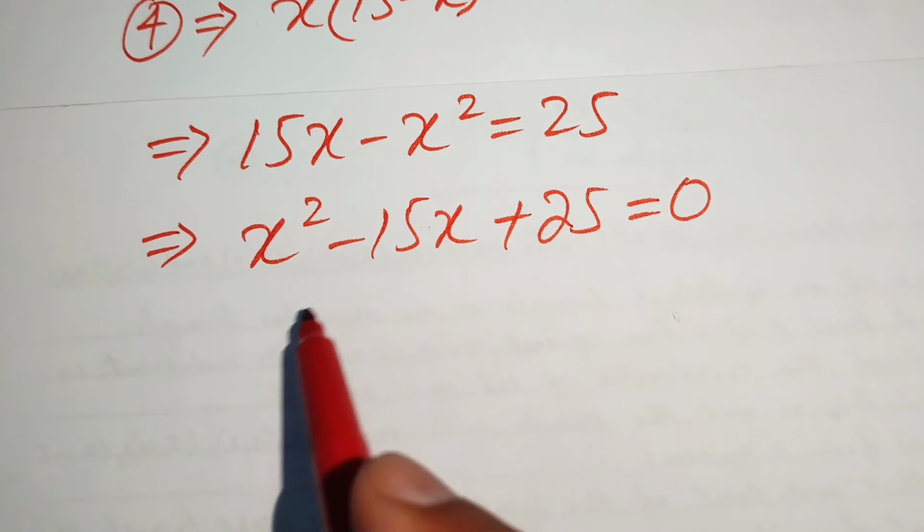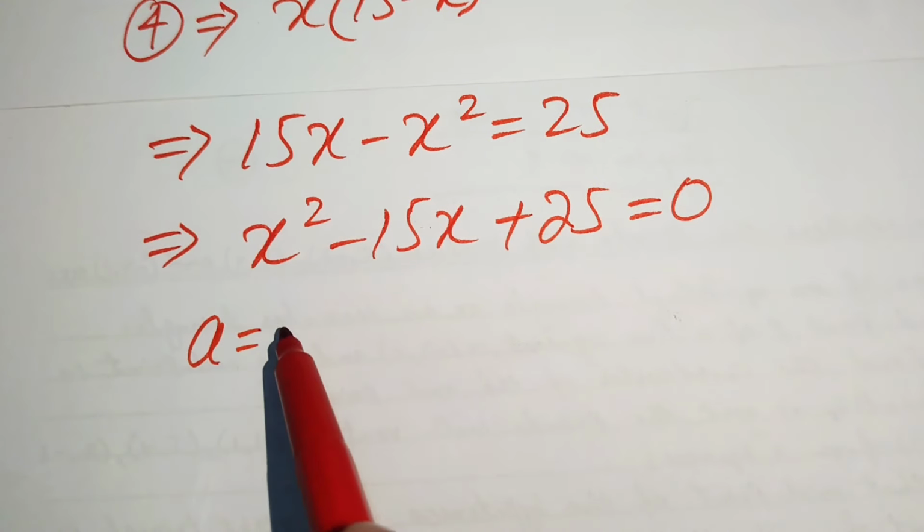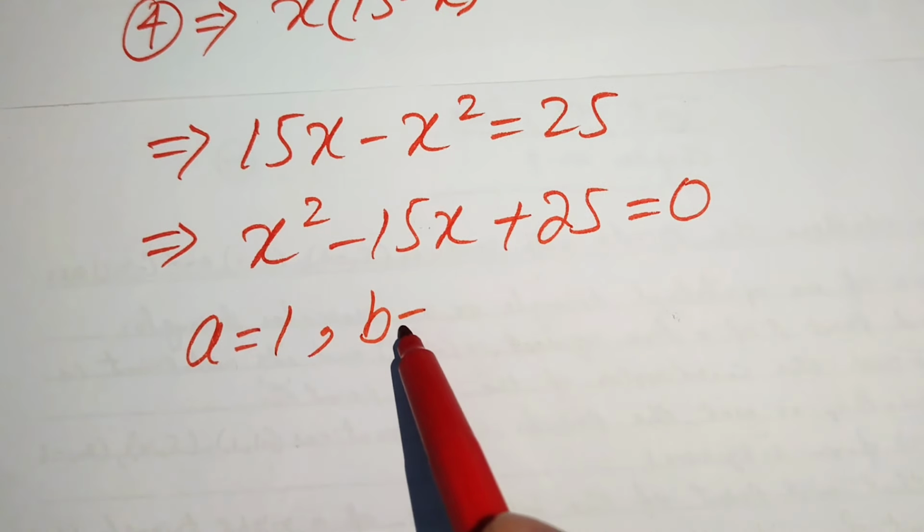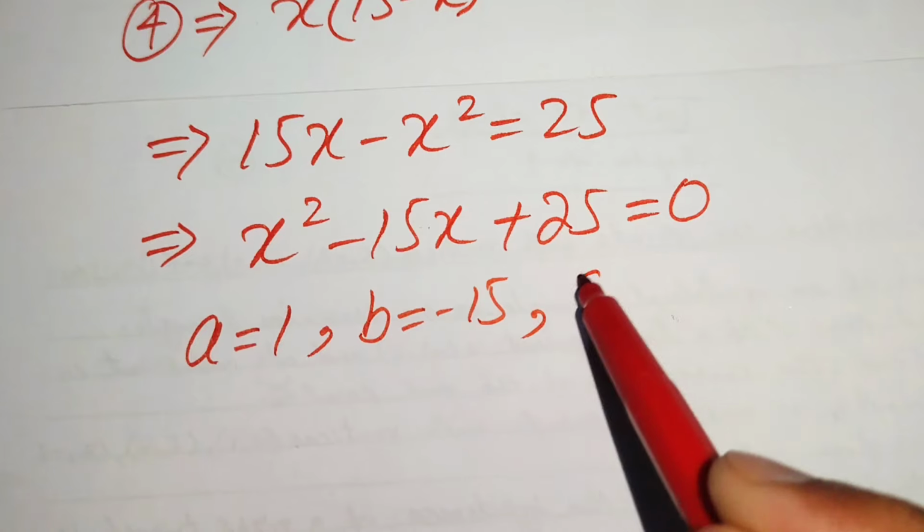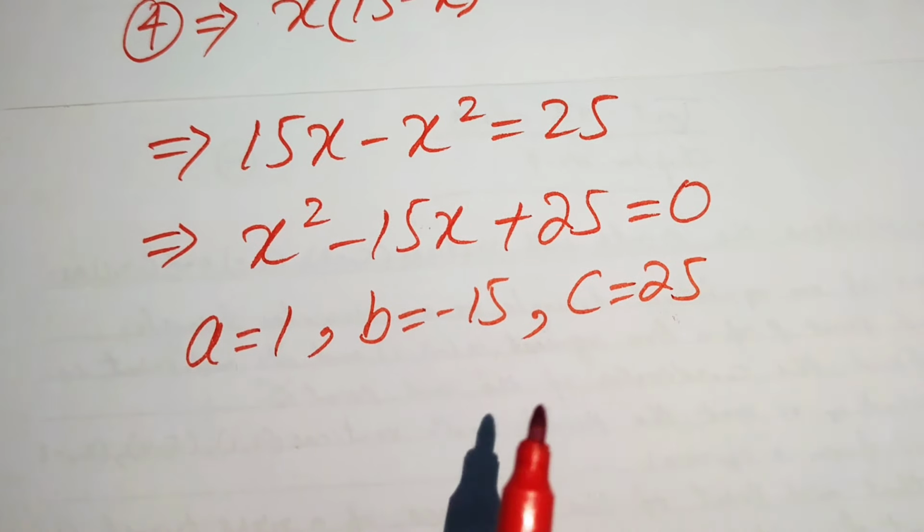So here first we write the coefficients of this equation, and its coefficients are a equals 1, b equals minus 15, and c equals 25.